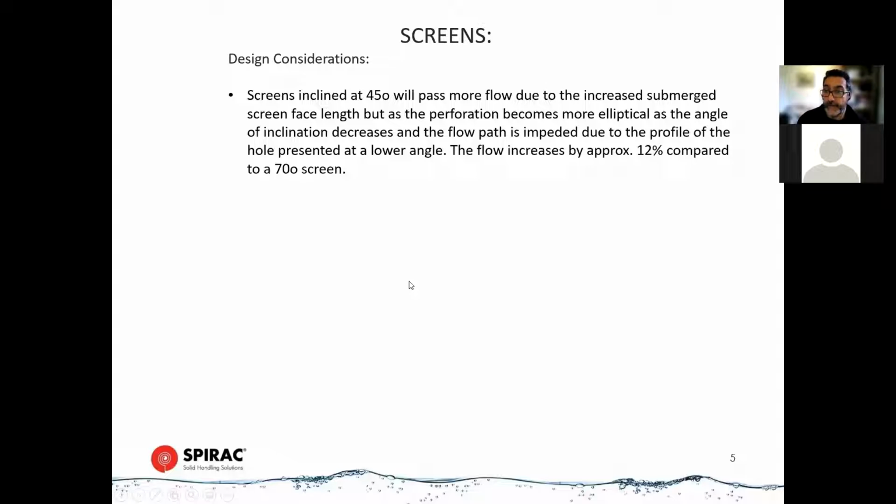So if you are struggling with a certain channel width that you need to put a screen in, and a 70-degree screen won't pass the screen velocity and the flow, you can increase it to 45, and that will hopefully give you the parameter that you're looking for.